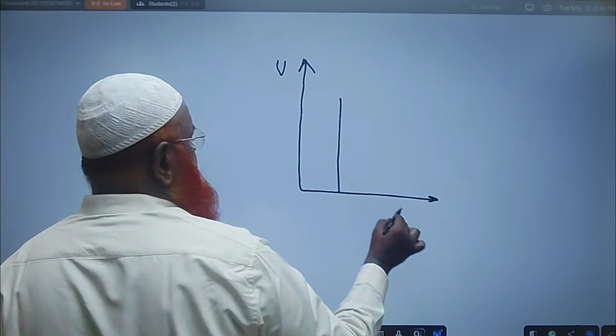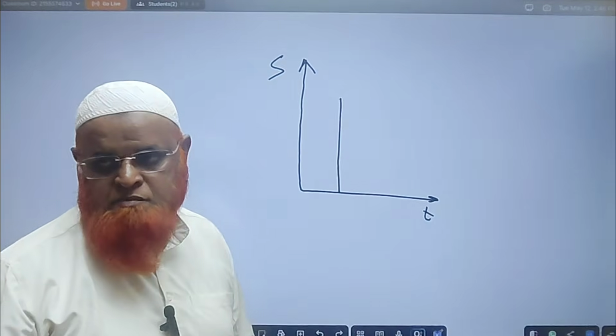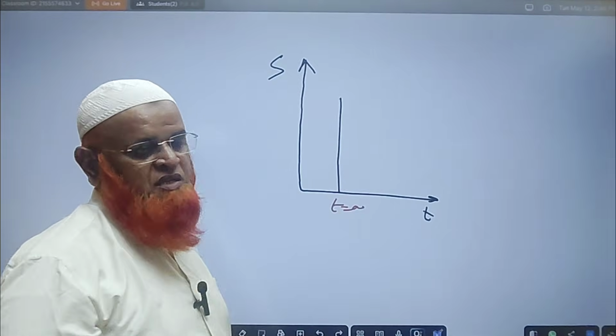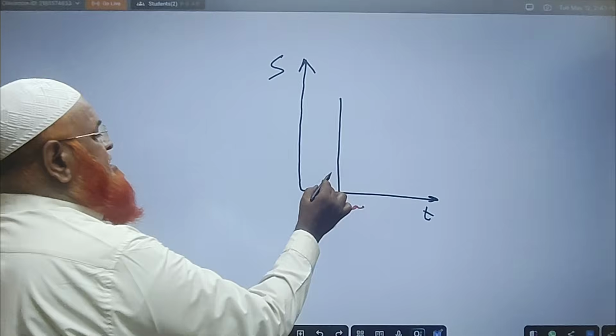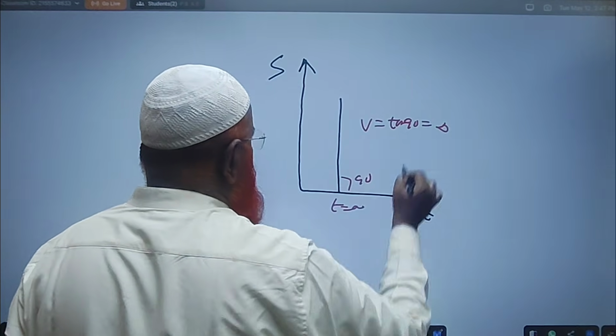What is this graph? This is the position time graph. Okay, tell me what is this graph representing? Time is going to be constant and displacement is changing. It is called an impossible graph. See, what is the meaning here? This is 90 degrees, no? So velocity is equal to tan 90, which is going to be infinity, which is not possible.